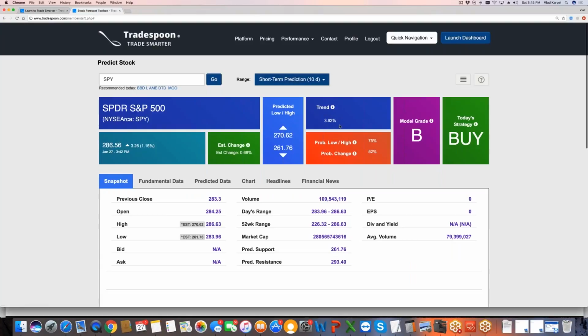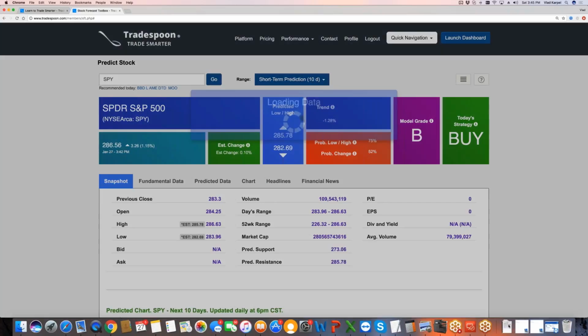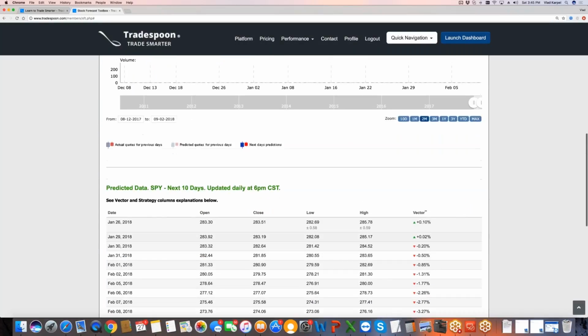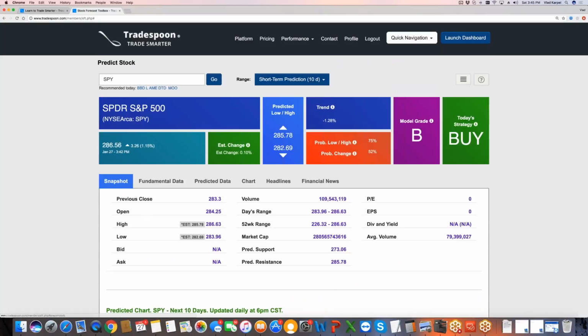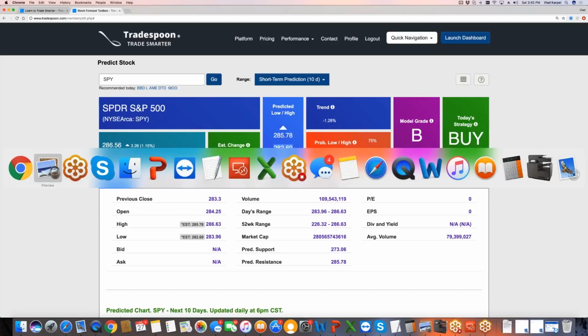Let's look at the 10-day prediction for Spiders. We can see that for Spiders we're predicting 282. So 282 would be the ideal price to enter the stock market. At 286, we see that the model sees the stock market as overbought. So we would look for a pullback to 282, and that's where you would enter your position.